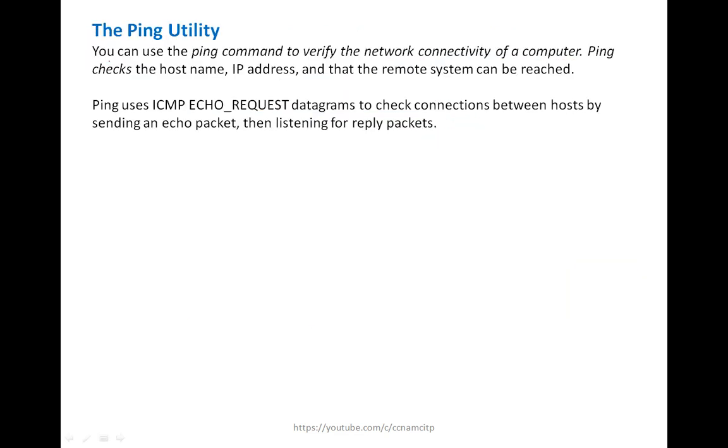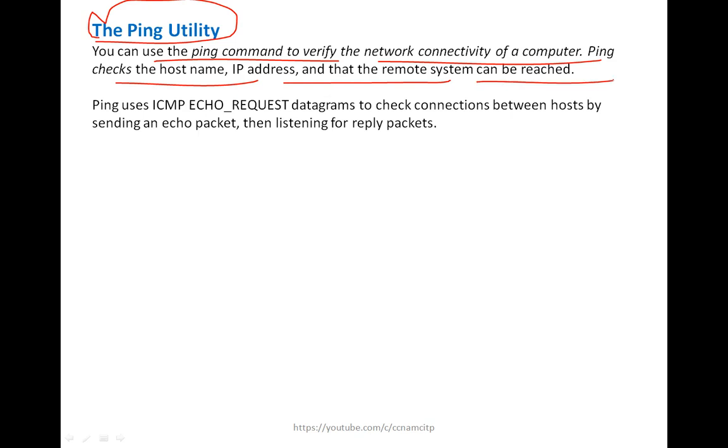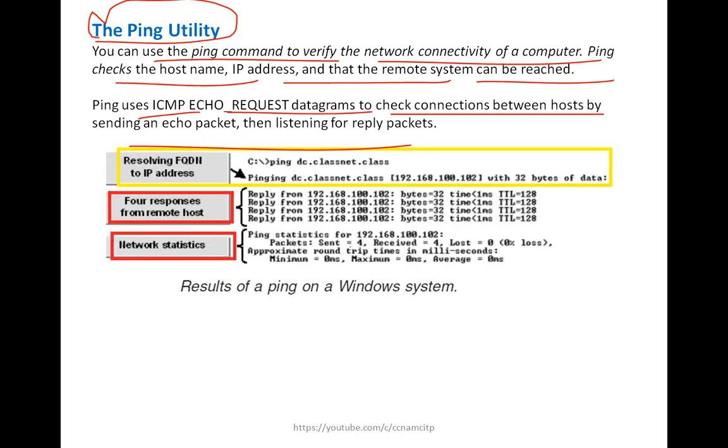Now let me move to the next one. Now I will talk about the ping utility. So what do you mean by ping here? Guys, you can use the ping command to verify network connectivity. Basically we use it for this purpose only. Ping checks whether the host name, IP address, and the remote system can be reached. That is the main use of ping, to check the connectivity of two remote computers. And ping uses ICMP echo request datagrams to check the connection between hosts by sending echo packets and listening for reply packets.